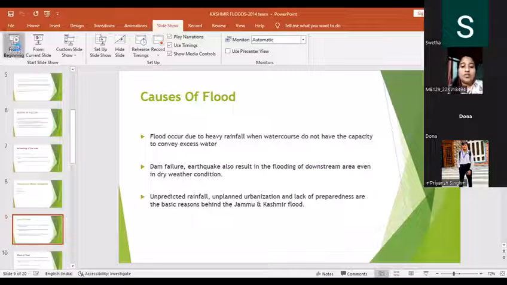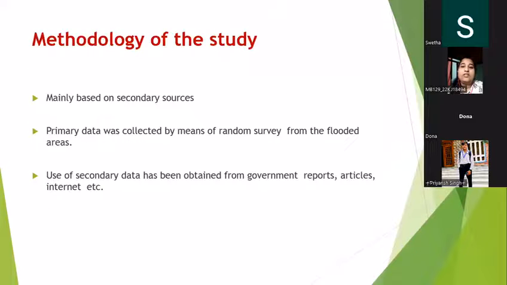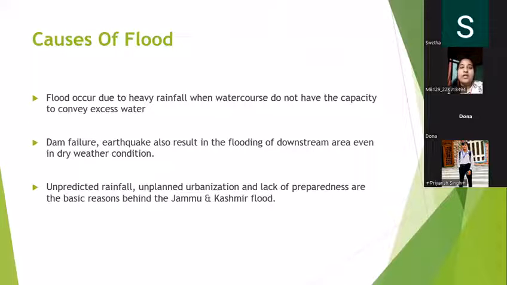Okay, the causes of flood. The main reason for the flood is heavy rainfall and the inability of the water sources to retain the excess water. The next cause is the failure of dams due to earthquakes, which results in flooding in downstream areas even in dry weather conditions. Unexpected rain, unplanned urbanization, and lack of preparedness can also be considered other causes of the Kashmir flood 2014.